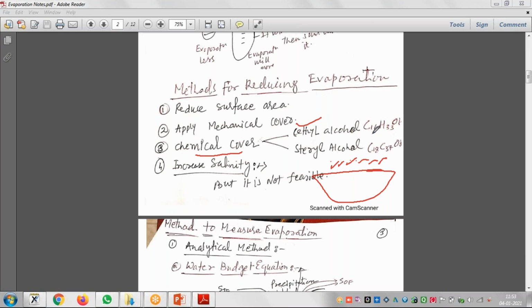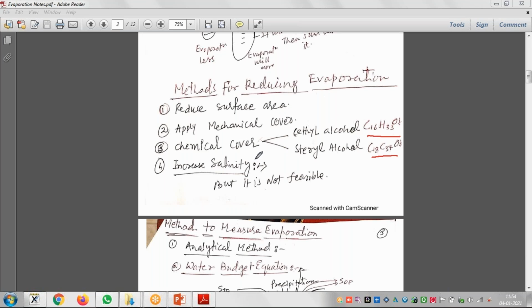Cetyl alcohol, with the chemical formula C16H33OH, is one of the chemicals through which we can reduce evaporation. Another is stearyl alcohol, C18H37OH. That is also one of the chemicals through which we can reduce the evaporation.